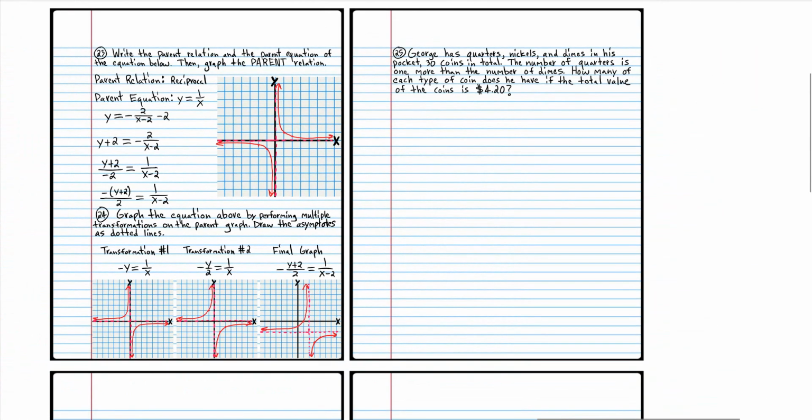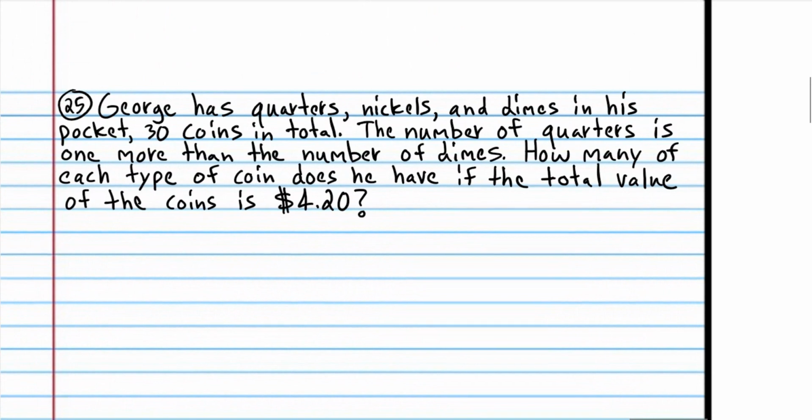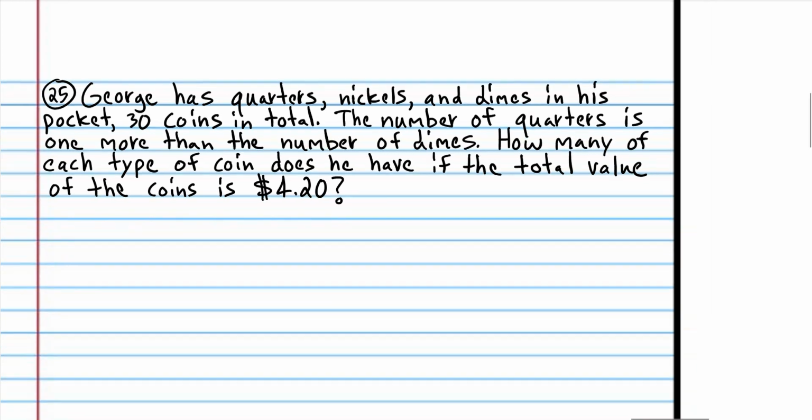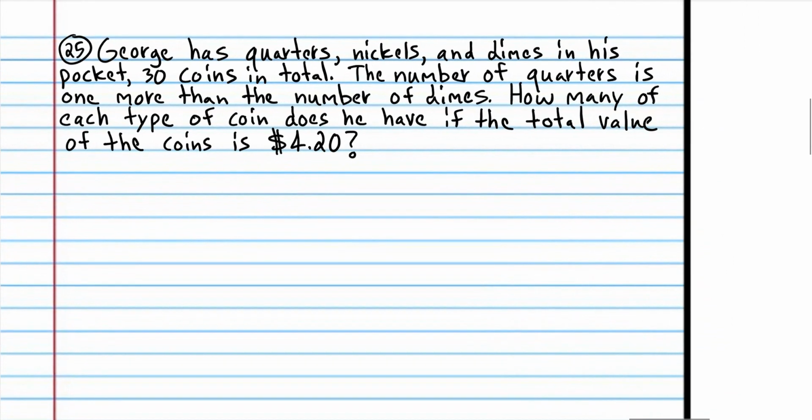So now on to the last problem. George has quarters, nickels, and dimes in his pocket, 30 coins in total. The number of quarters is 1 more than the number of dimes. How many of each type of coin does he have if the total value of the coins is $4.20? Try number 25, and when you come back, we'll do it together.